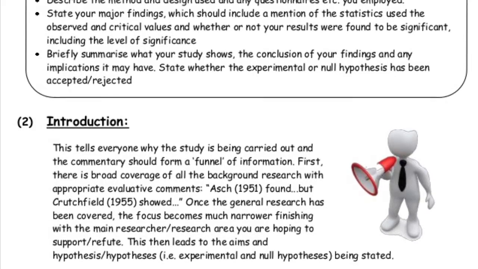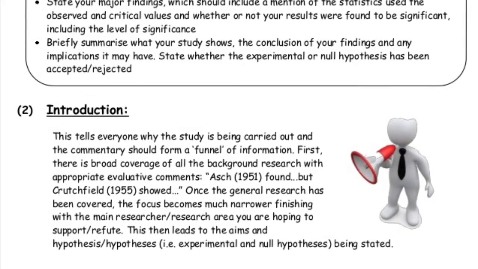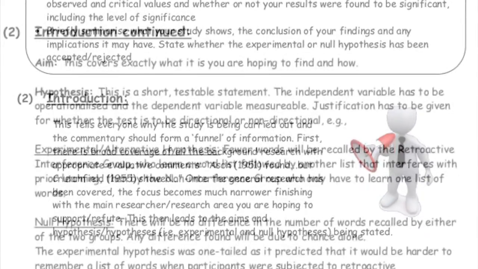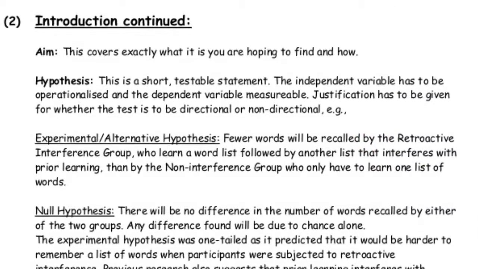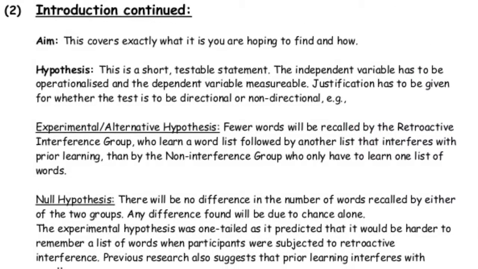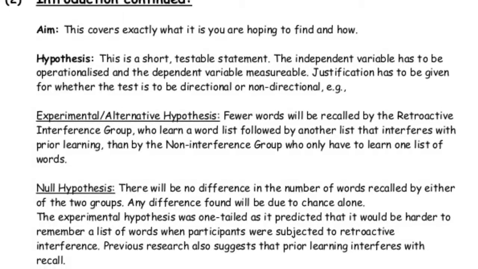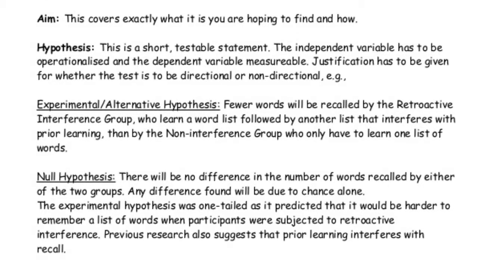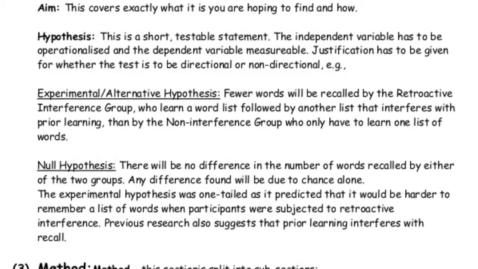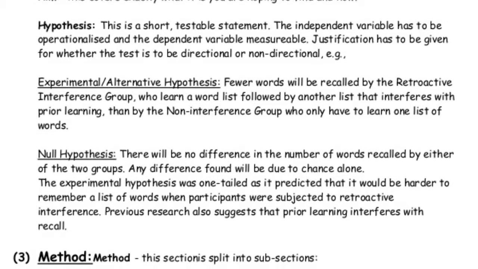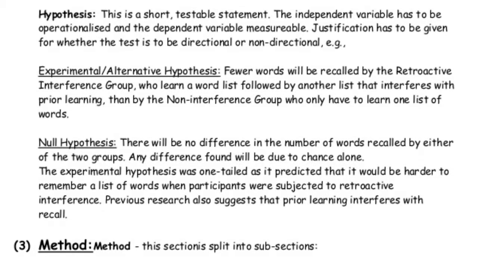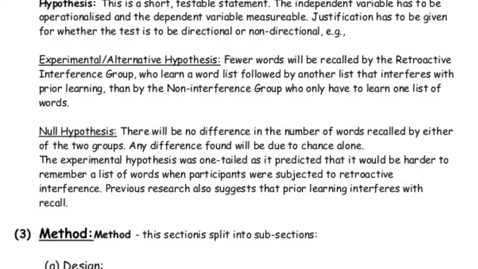Method. The method should be detailed enough for replication. The method should include sufficient detail so that other researchers are able to replicate the study. It should include a design, so for example independent groups, naturalistic observation, etc., and the reasons or justification given for the choice.